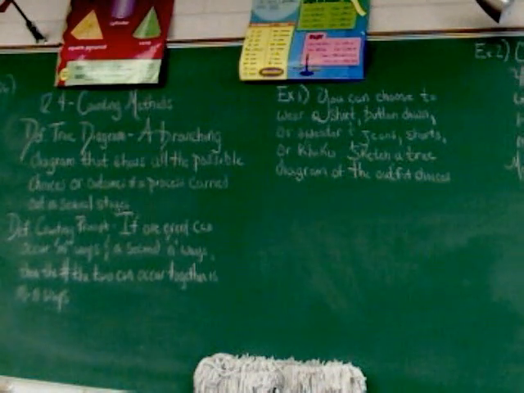All right, so in examples 1 and 2, we're starting with the tree diagram. Now with the tree diagram, what you're actually doing is listing all the different combinations or possible things that can happen together. That is convenient if they ask you for that. Now if they don't, the other way is going to be quicker. But we're starting with that tree diagram. So example 1 says you can choose to wear a shirt, button down, or sweater, and jeans, shorts, or khakis. Sketch a tree diagram of the outfit choices.